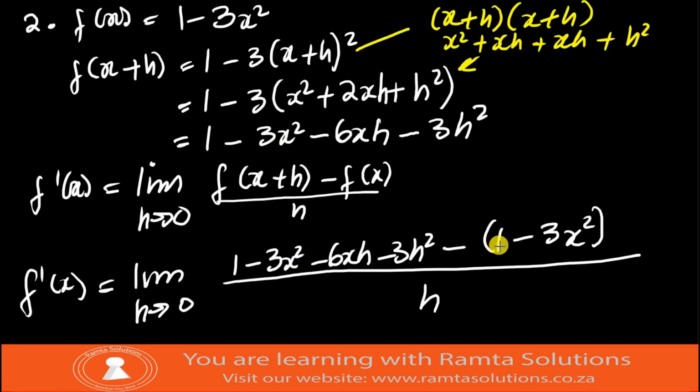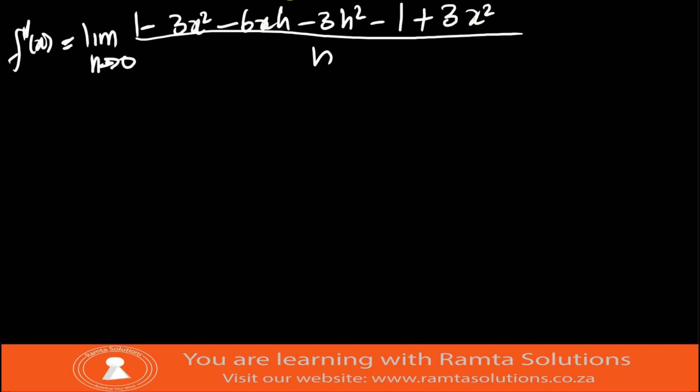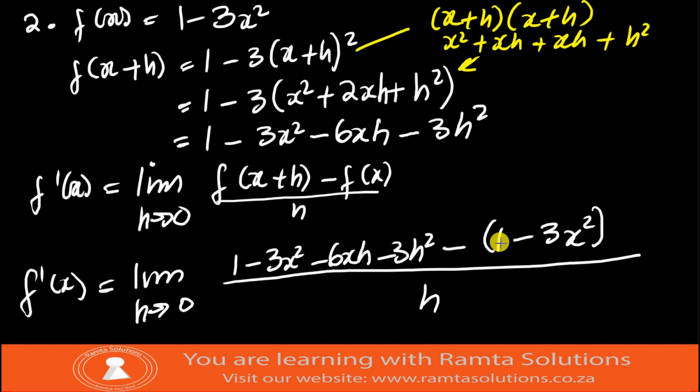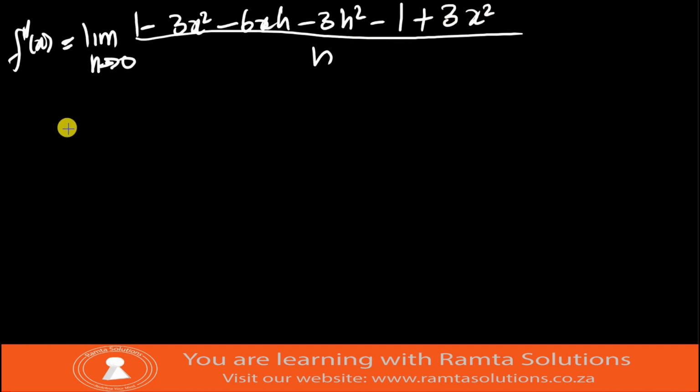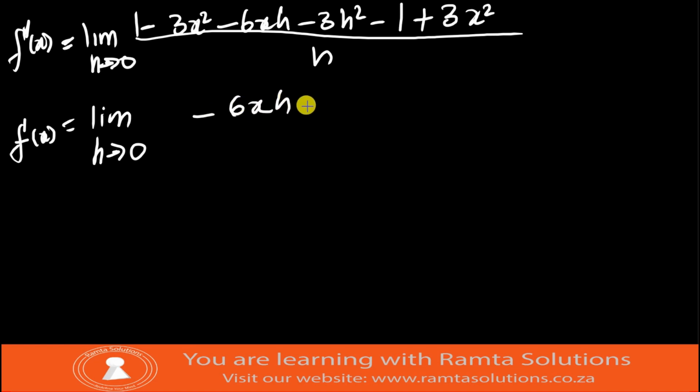1 times positive 1 is 1, and then negative 1 times positive 1 is negative 1. Negative 1 times negative 3x squared would be positive 3x squared. Okay. Now, you don't have to be writing f prime x so many times. Even if you wrote it once, it's okay. So we say this 1 minus 1 is out, negative 3x squared plus 3x squared cancel out, so we are left with minus 6xh minus 3h squared all over h.